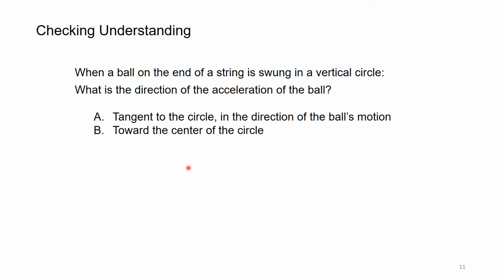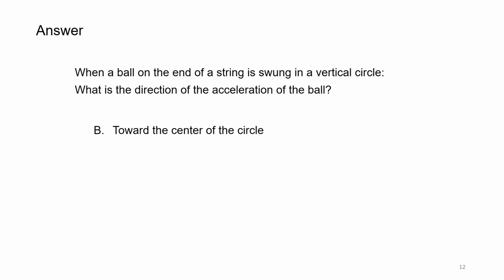Okay, next part of the question. We have the same ball again in a vertical circle. We are trying to figure out the direction of the acceleration of the ball. Option A, the acceleration makes a tangent to the circle in direction of the ball's motion, and option B points towards the circle. And as we have seen earlier, the acceleration in circular motion must point to the center of the circle. That gives us option B as the right answer.